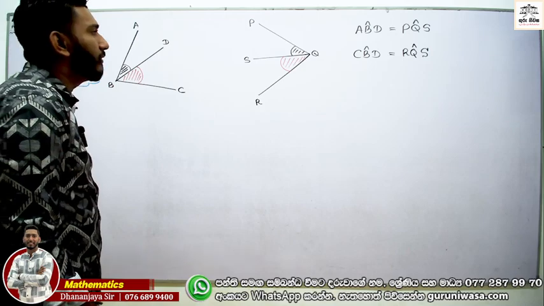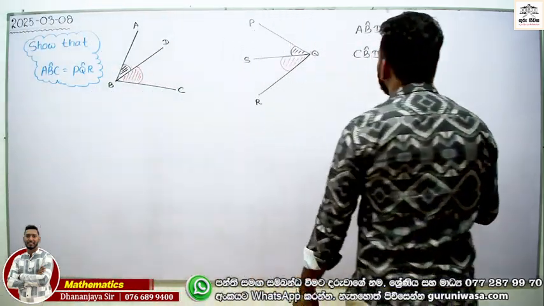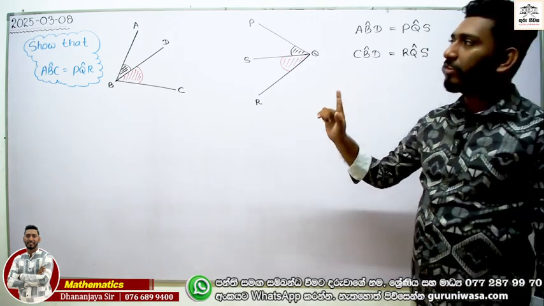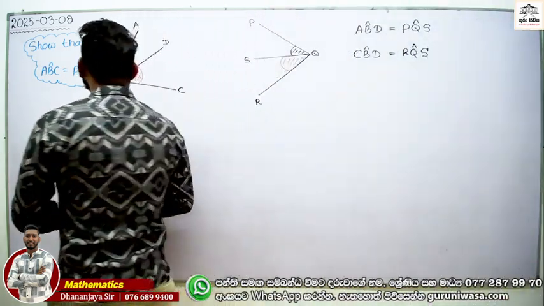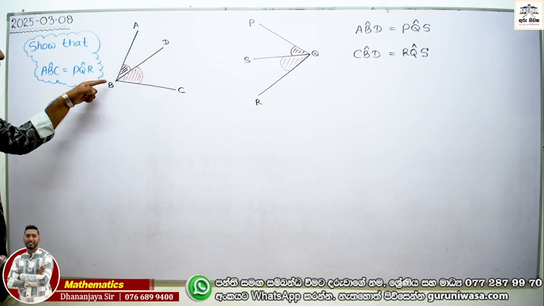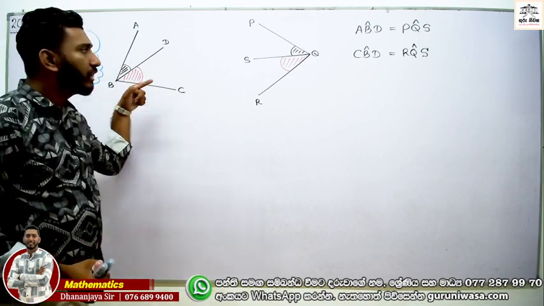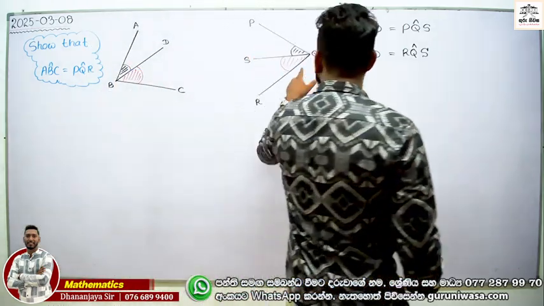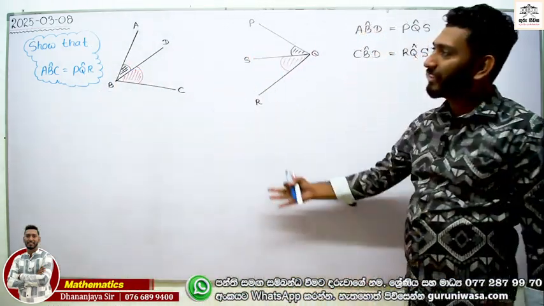Right. Now look at the board. The question is to show that angle ABC equals angle PQR. ABC, the total angle, equals the total angle PQR. So it's the total angle. Now look at this.